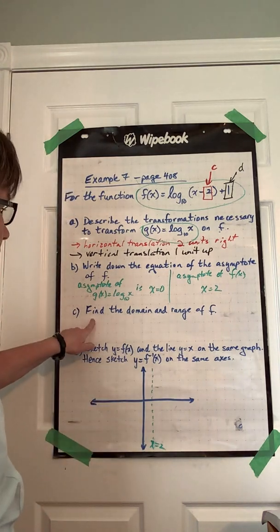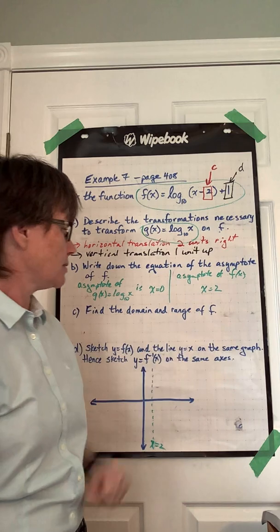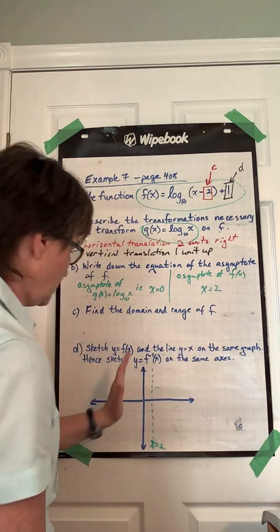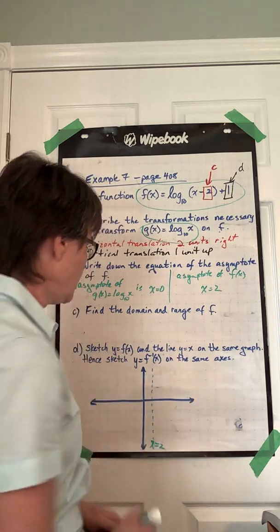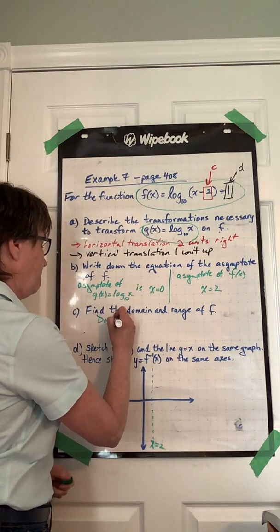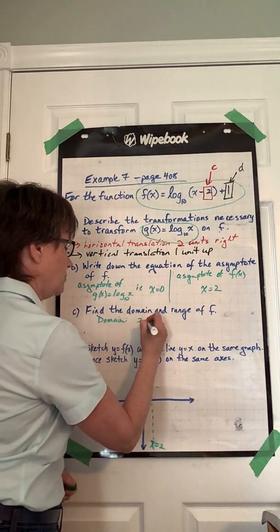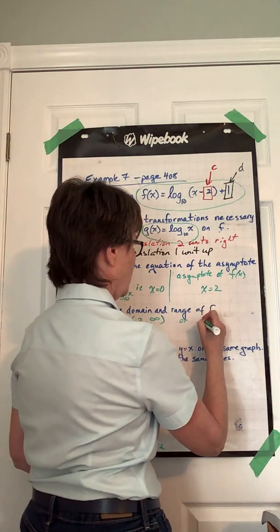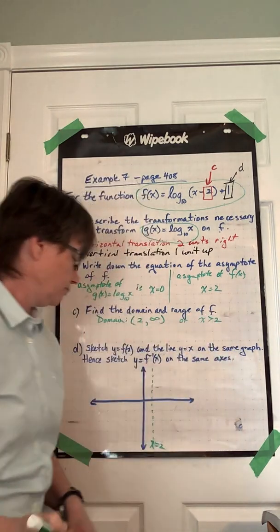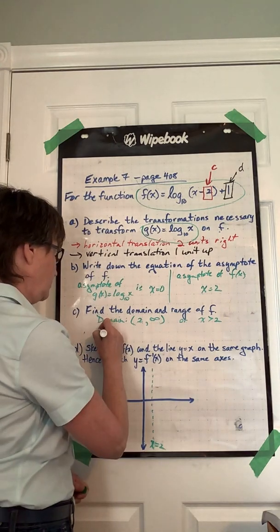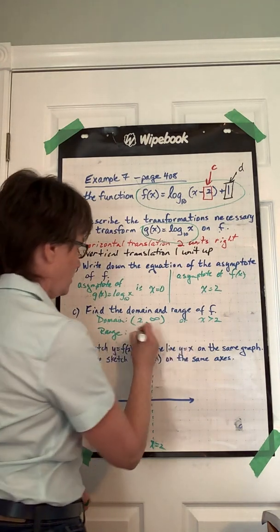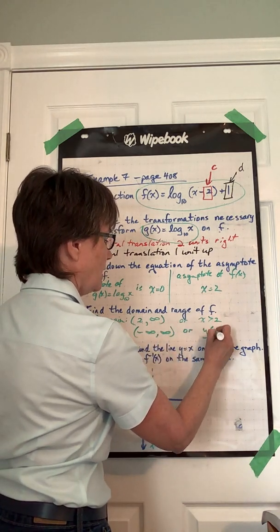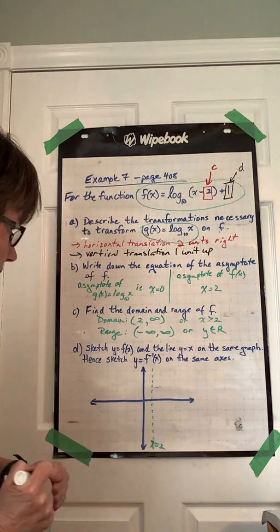C, find the domain and range of f. The domain of this is going to be only from 2 onwards. So the domain will be from 2 to infinity, or if you like the other notation, x is greater than 2. The range, for a logarithmic function, is going to be from negative infinity to infinity, or if you like the other notation, y is an element of R.